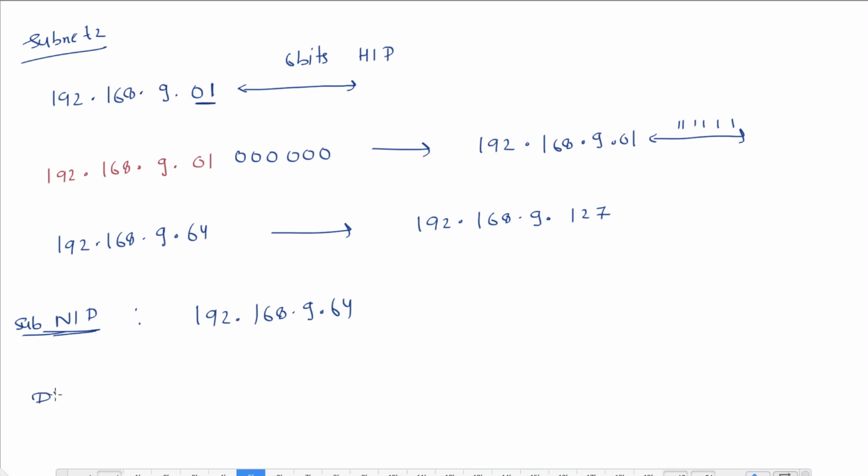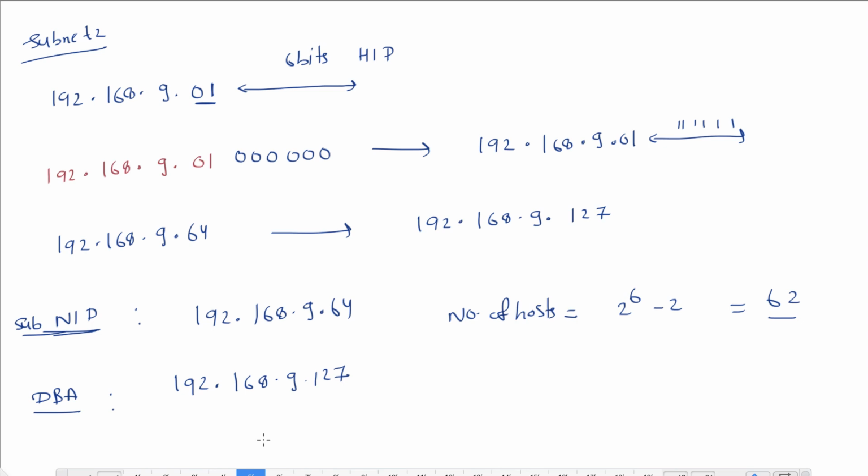And what will be the directed broadcast address for this subnet? It will be 192.168.9.127. And what is the number of hosts? Since there are 6 bits, there will be 2 power 6 minus 2. Why minus 2? Because of these two addresses. So it will be 62. I hope you got the idea.